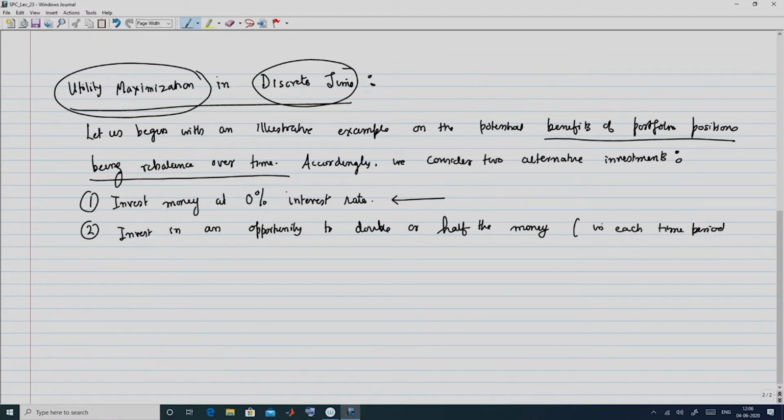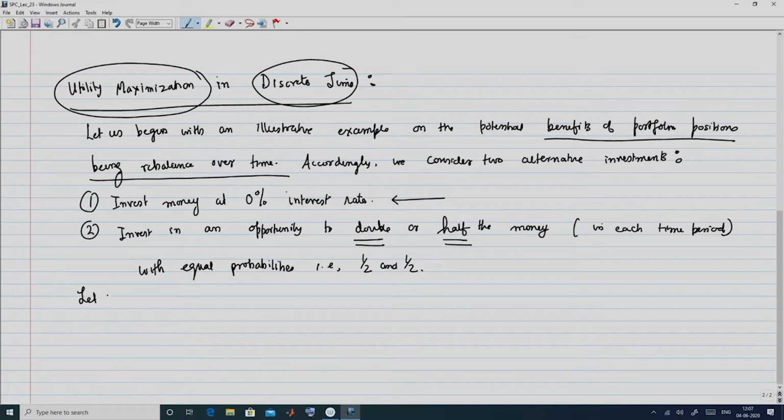So, this is just like the binomial model, either you can go up by a factor of 2 or you can come down by a factor of half with equal probabilities, that is half and half.